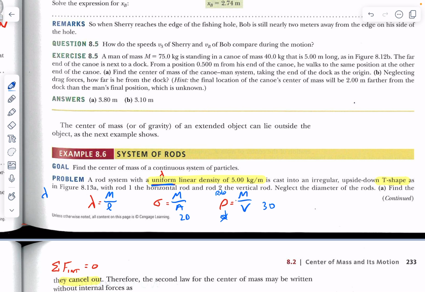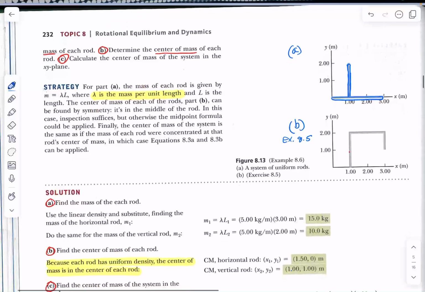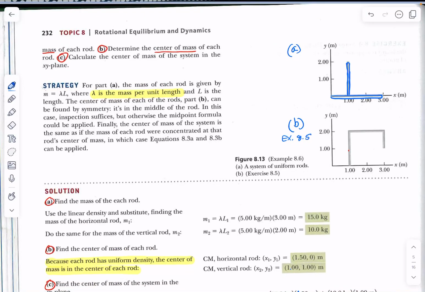So again, the rod is going to be like this or like this, and it's not going to change shape, and it's going to be made out of the same material. It's uniform. And it's making a T shape. So coming over here, here is my T shape right there. This example you can do on your own.